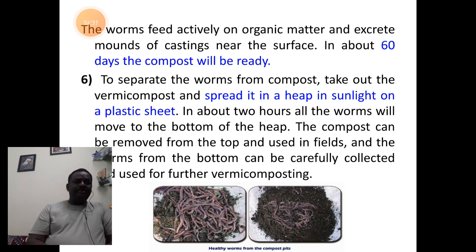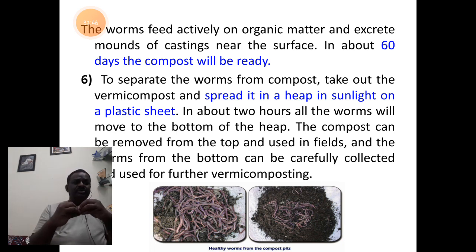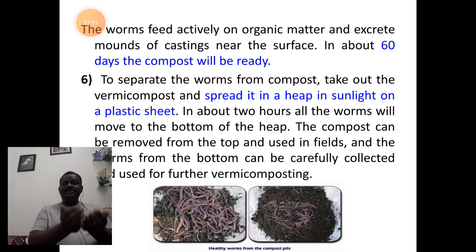In this step, to achieve this, a heap of that compost along with the earthworms is placed on a plastic sheet in the presence of sunlight. So carefully the compost along with the earthworms is removed from the container and a heap is made on a plastic sheet in presence of sunlight.